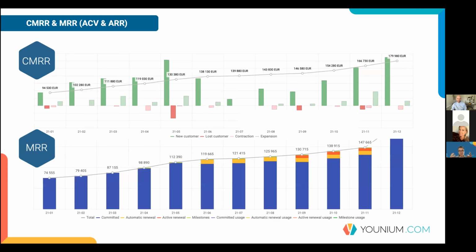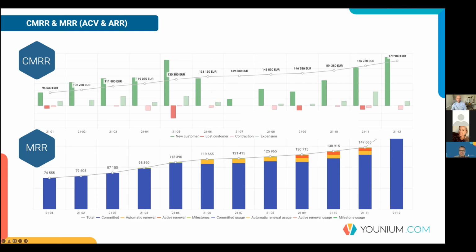So let's zoom out a little bit and look here at our whole subscription stack. Now we had one specific example. Now we look at our whole subscription stack, our total CMRR and MRR. So if we, in this specific case here, look at June, for example, 2021. In June 2021, we had 138,000 euros in CMRR, and we had 119,000 MRR.